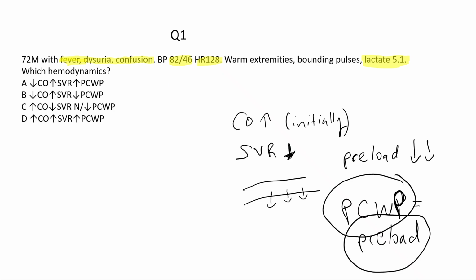So you'll have a decreased preload, decreased systemic vascular resistance, and an increased cardiac output in septic shock, okay? And that schematic would be answer choice C.